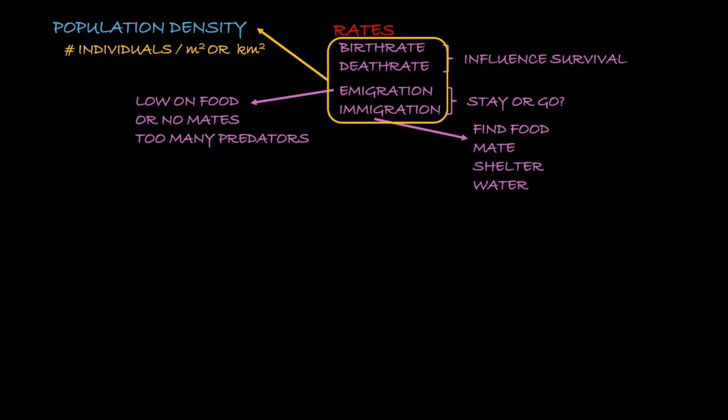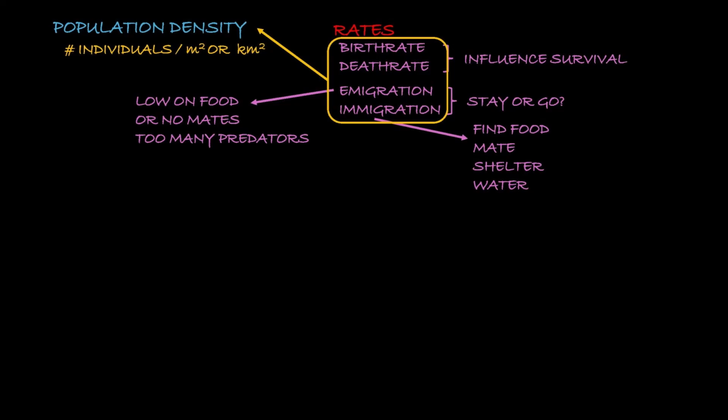And the death rate then is the rate at which they are dying, of course. And this is certainly influenced by things like food and shelter and water and predators. These are going to be highly variable depending on the conditions around them. And in response to those conditions, they might choose to emigrate or immigrate.